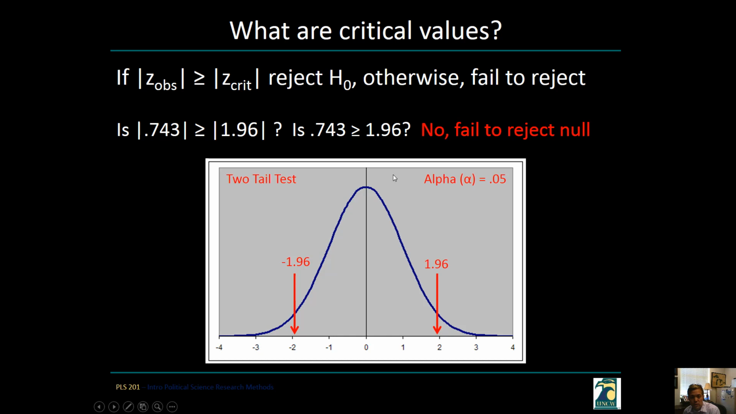We go back to our chart. Where is 0.743 here? It's right in here. And at this point, you should recognize that's right in between our critical values. And when you're in between the critical values in a two-tail test, you fail to reject the null. We cannot conclude that the newspaper was wrong. All right?